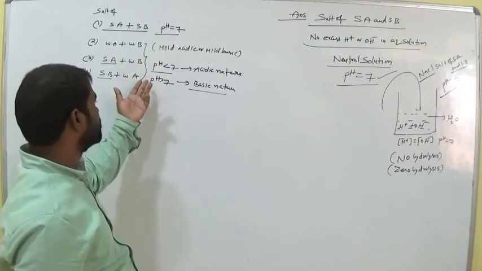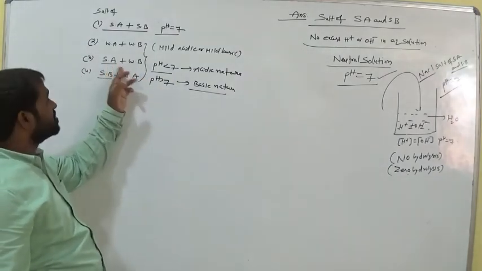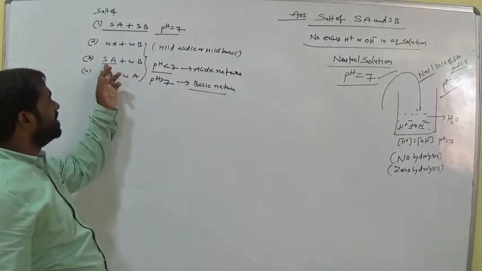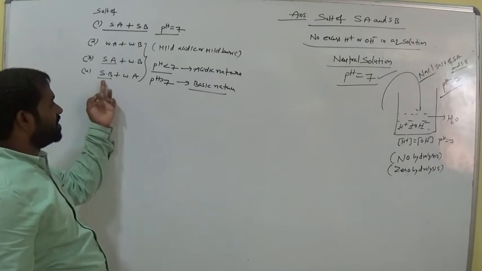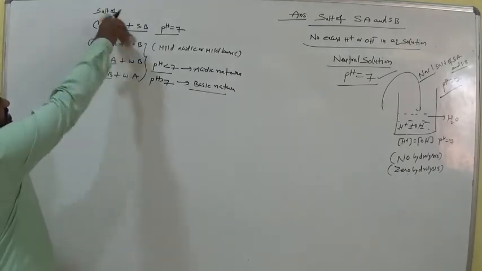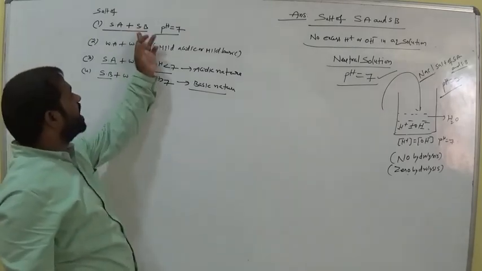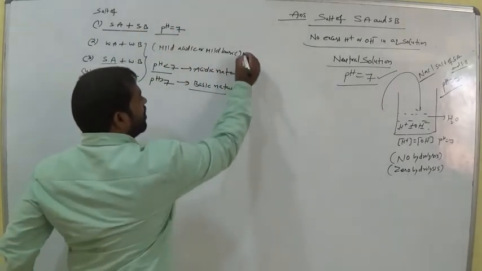So between these two conditions, this salt is dominated by strong acid, so pH is less than 7. This salt is dominated by strong base, pH is greater than 7. Remember these two points. But in the case of salt of strong acid and strong base, pH equals 7. So now how does it happen?